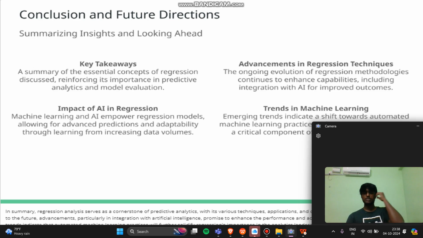Impact of AI in regression. So, what is the impact of AI in regression? Machine learning and AI improve regression models, allowing for advanced predictions and adaptability through learning from increased data volumes. Trends in machine learning: the emerging trends include a shift towards automated machine learning practice, a critical component of our data.